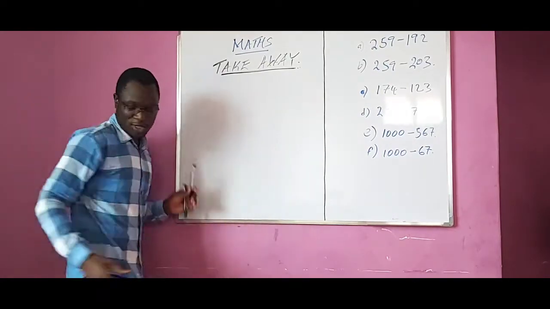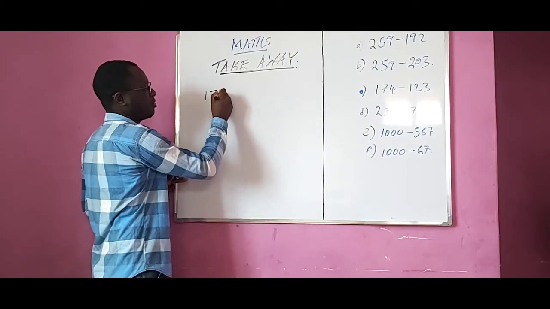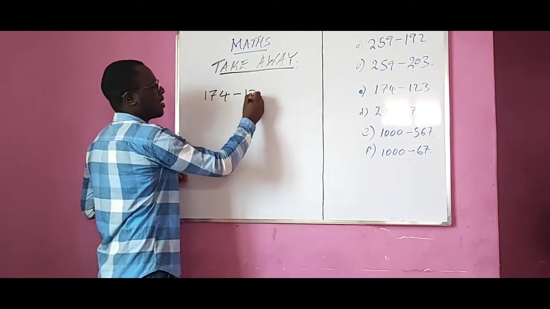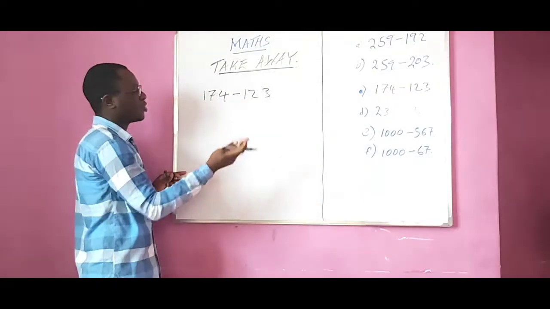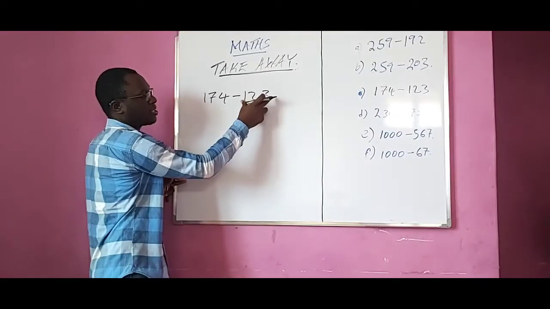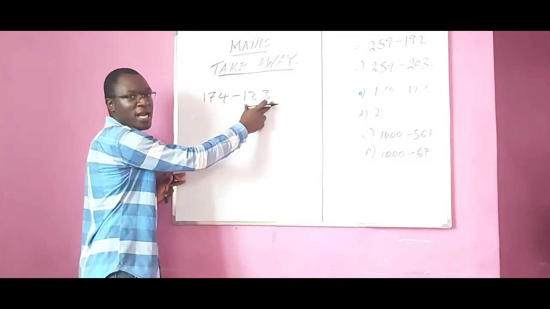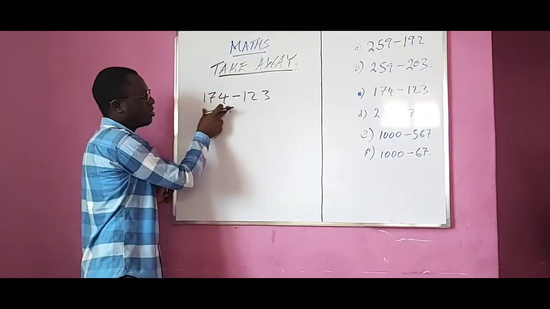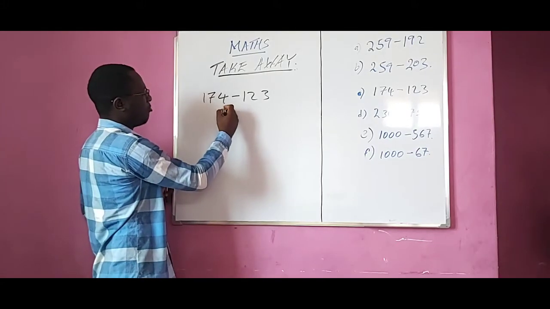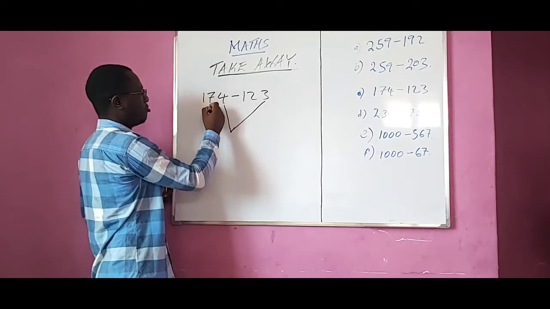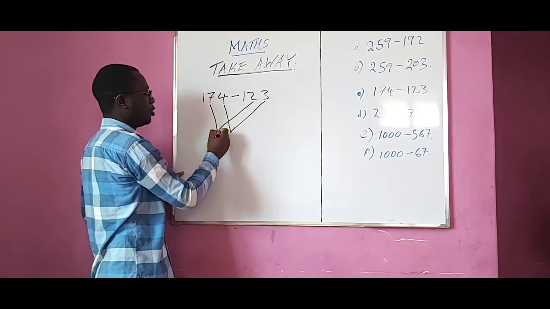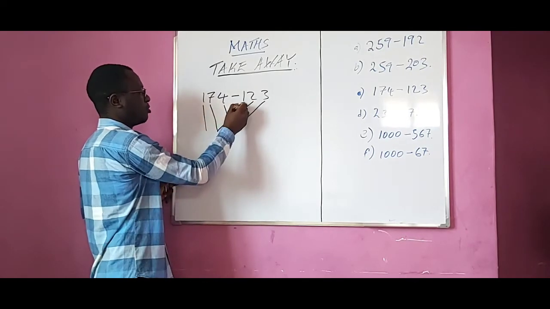Another question on subtraction. You have been given 174 minus 123. Now with this one, it's very simple because the numbers on the subtraction side are all less than the first number. So it means from 4, I'll subtract 3. From 7, I'll subtract 2. And from 1, I'll subtract 1.